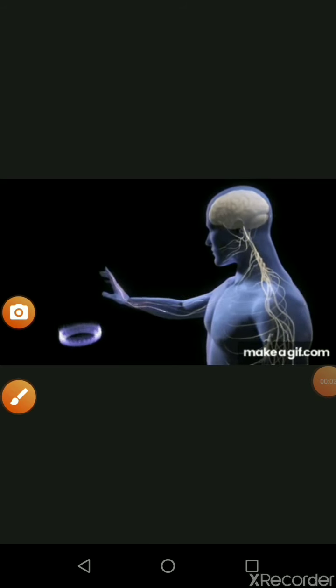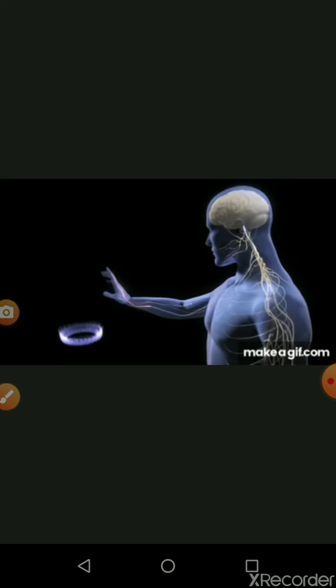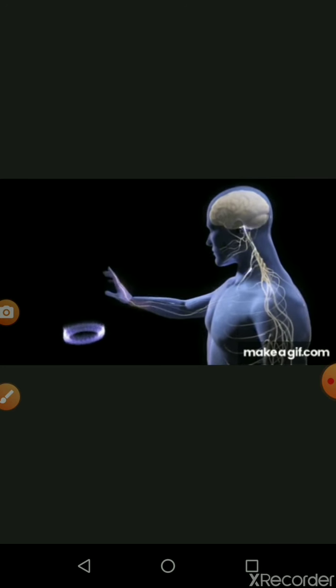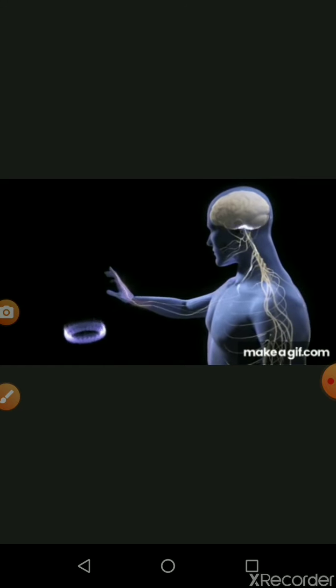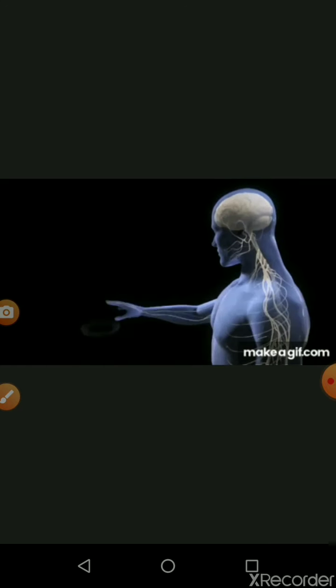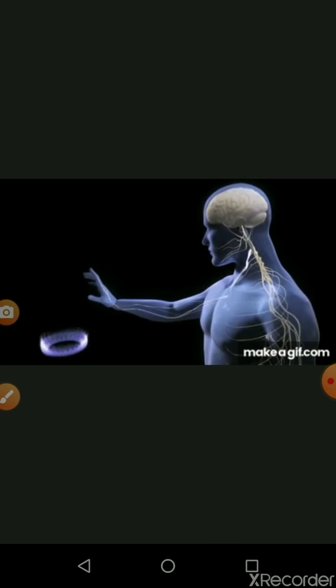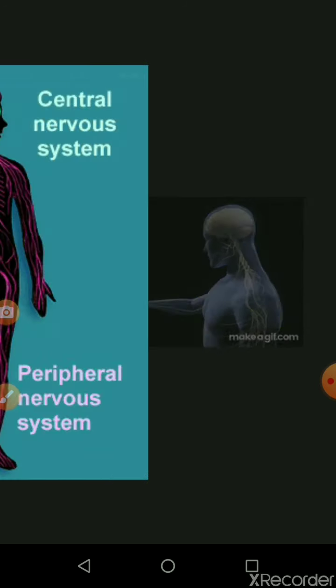So this is the animation which explains the transmission of signal from the sensory organ to the central nervous system. Then the central nervous system gives the command to the motor neuron, which passes it on to the muscle fiber. Suddenly we withdraw our hand from a flame we are touching. The signal is passed on to the brain. Again the command comes from the brain. What do we do? We remove our hand.